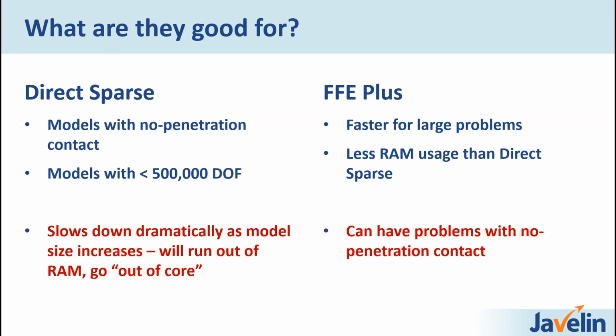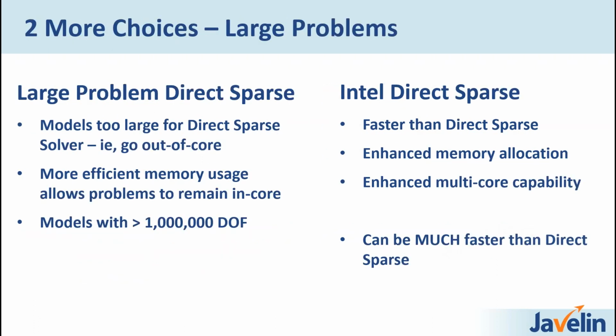Well, we have two more solvers that may help, guys. We have something called the large problem direct sparse and the Intel direct sparse. And I believe the large problem one was introduced back in, I want to say, 2013 or 14, and then the Intel direct sparse was just introduced a year or two ago. So the large problem direct sparse is for models that are too big for the direct sparse solver, ones that will go out of core.